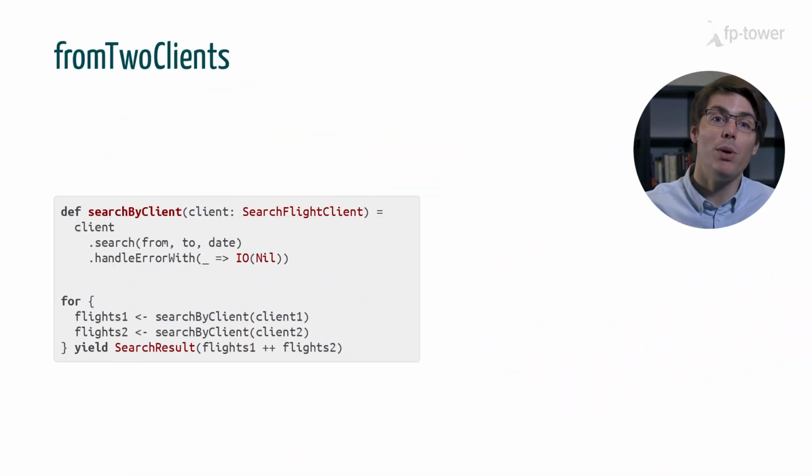So let's start by reviewing our implementation of from-to clients, the method that creates a search flight service by querying two data providers and aggregating their results. I simplified the code slightly. The most important point is that we combine the two searches using a for comprehension. Now, in your opinion, how is the code executed? Please pause the video and think about it for a minute or two.